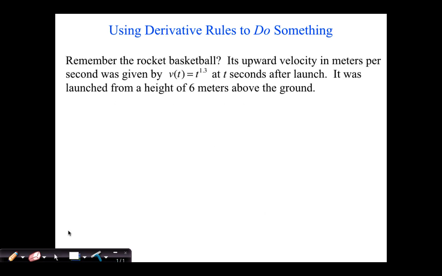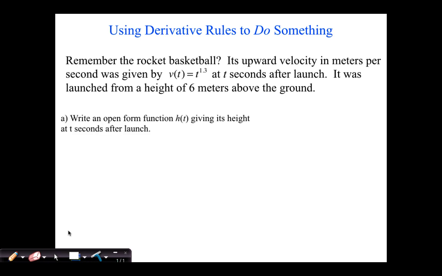Here's exactly what I was talking about. If you remember, this is stuff we worked on during chapter 2, a rocket-powered basketball launching into the sky. After we looked at it for a while in some numbers, we said, here's the formula for its velocity: V of t equals t to the 1.3 power. This is a velocity, or a rate of change of its height with respect to time. The height was measured in meters, and time t is seconds since launch, so elapsed time after launch. And the 6 meters I just made up for this. I don't think that was part of the original formulation.